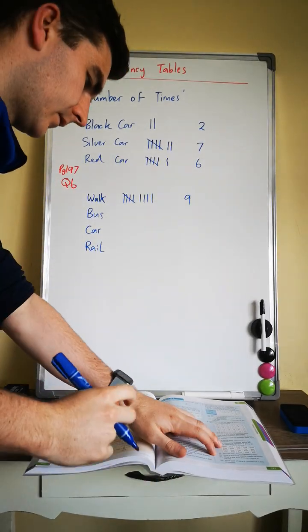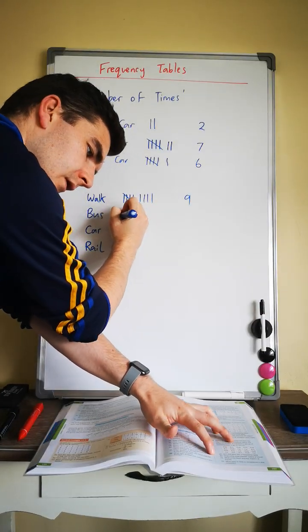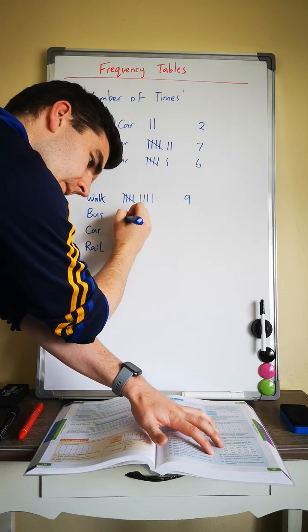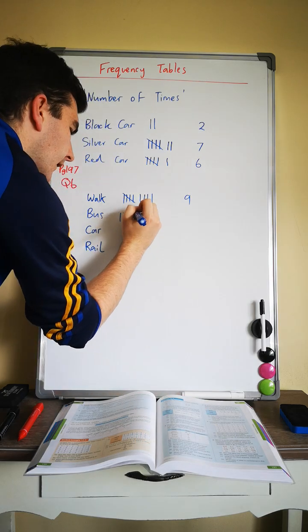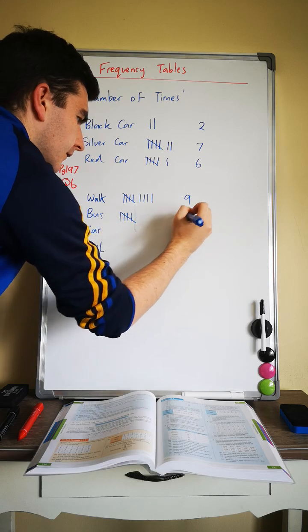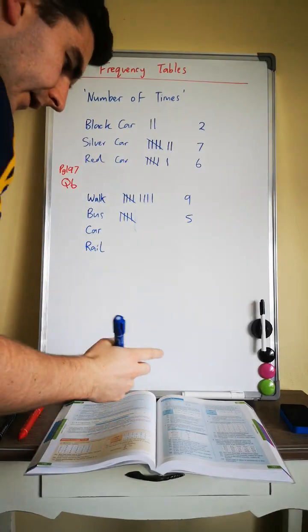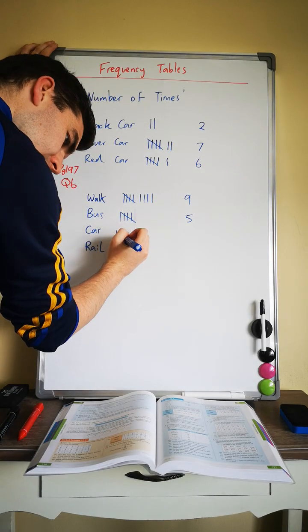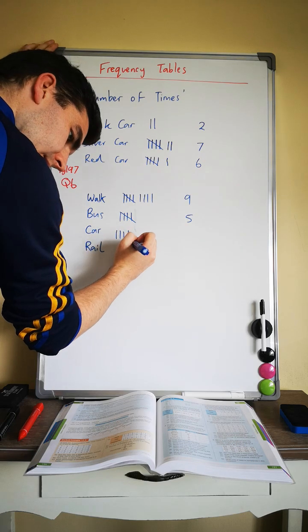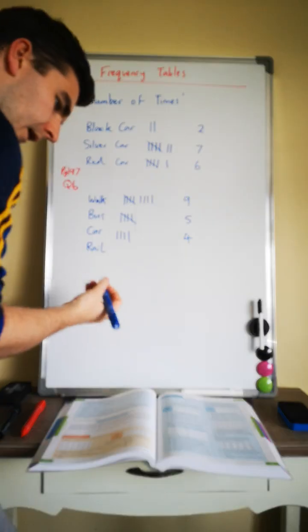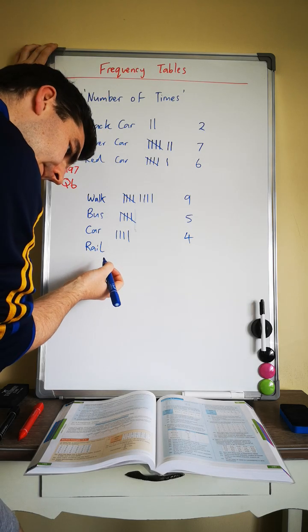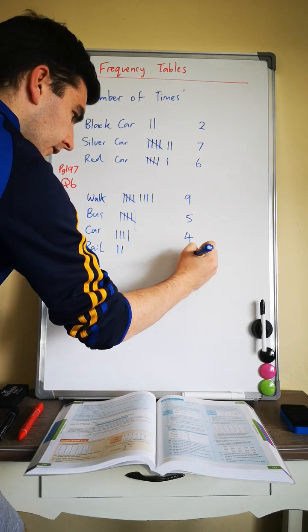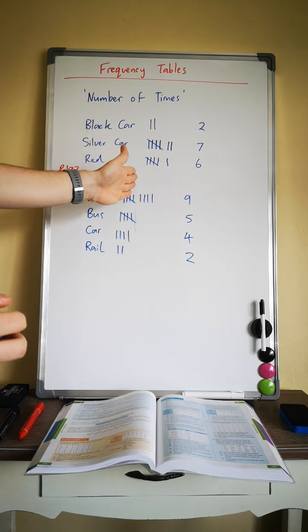My next one, my bus. So I have 1, 2, 3, 4, and 5. My 5 one goes across, so I have 5. My car, again, I'm going to start tallying them. 1, another 1, another 1, and another 1. That is a total of 4. And then my rail, I have 1 and another 1, so it's 2. So then that's your frequency table done.